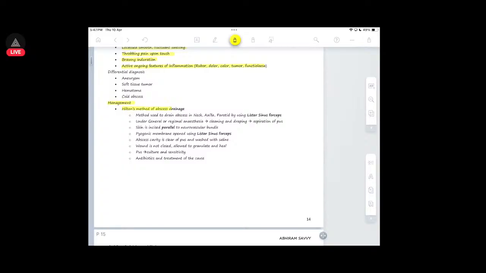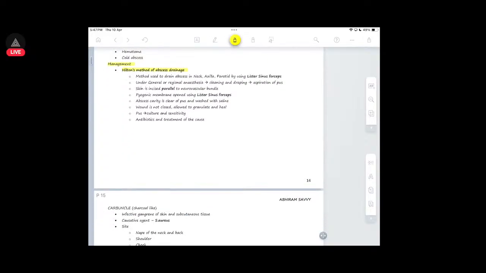So management: you give Hilton's method of drainage. It is used in neck, axilla, and parotid, using Lister sinus forceps under general or regional anesthesia. Clean and drape the person, aspirate the pus. Skin incision is parallel to the neurovascular bundle. The pyogenic membrane is opened using sinus forceps. Abscess cavity is cleared of pus and washed with saline. Wound is not closed, allowed to granulate and heal.